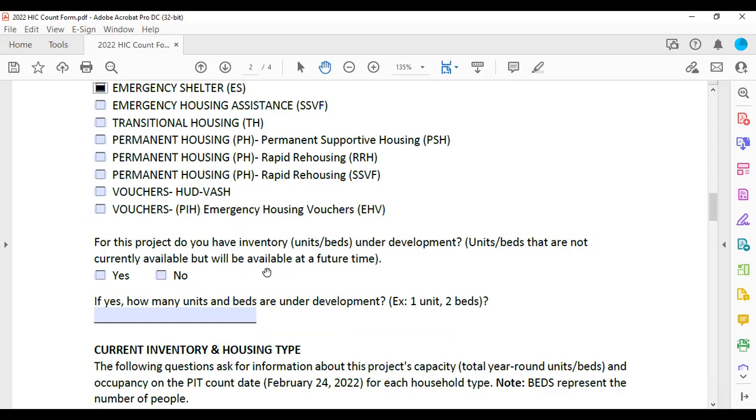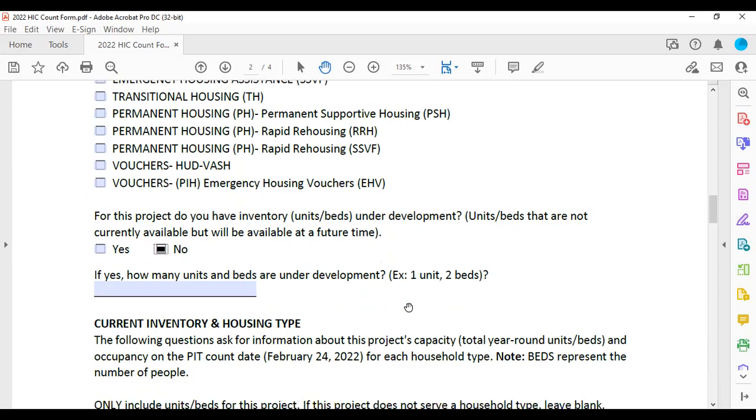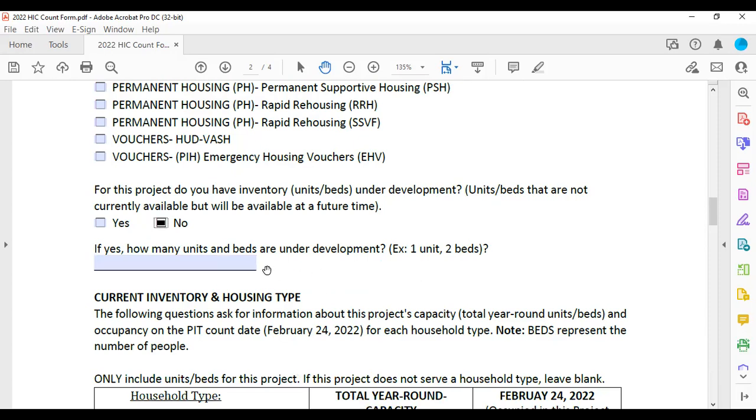Okay, so it's a fairly definite go. You would probably check no until you know how many specific beds are under development. So maybe if you want to talk to Captain Robnett, you can talk about whether you want to include that or not. But we're going to do no for this particular one, okay?